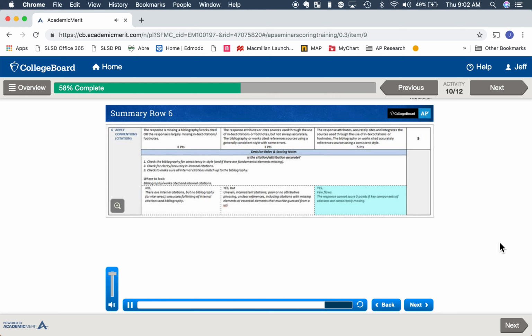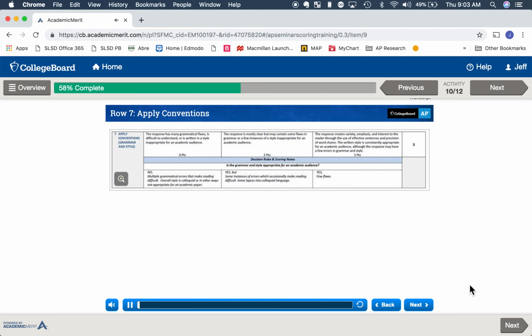Responses scoring high in this row make it easy for the reader to locate and retrieve the resources on his or her own because all of the information is clear and present. It may not be 100% error-free, but there are no real missing elements. The last row of the rubric, row 7, is about clarity of written communication.